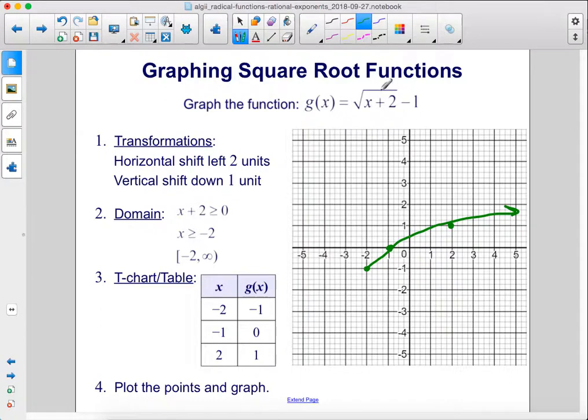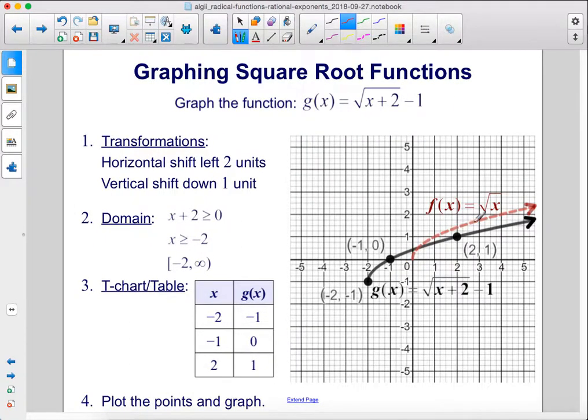We could also take our parent function, which would be here and then there. And you can see that's the parent function in red. All we've done is horizontally shifted 2 units to the left and then vertically down 1. And there we have the parent function in red and our new function g of x in black.